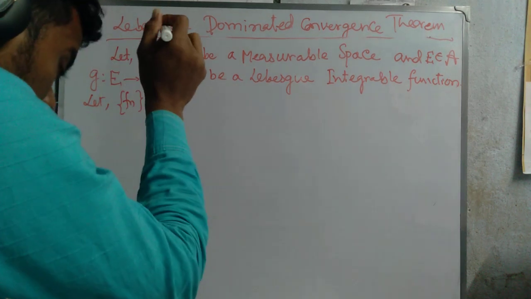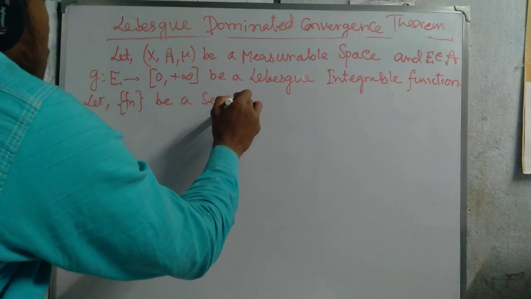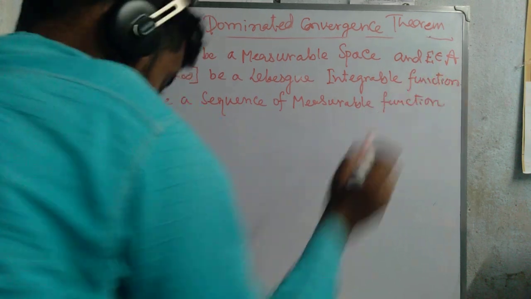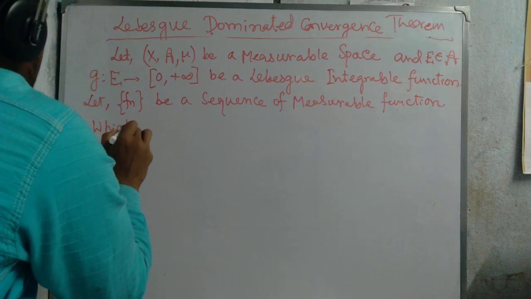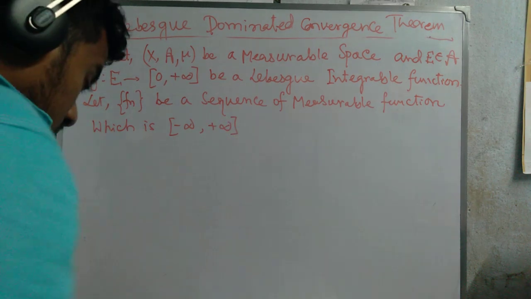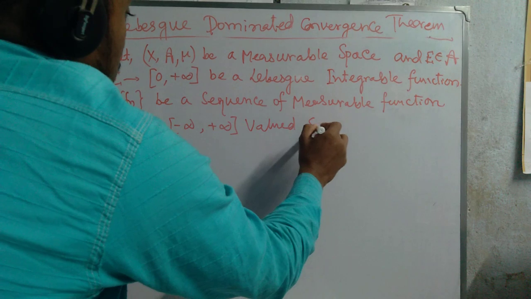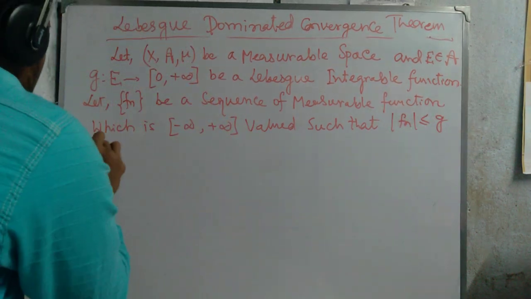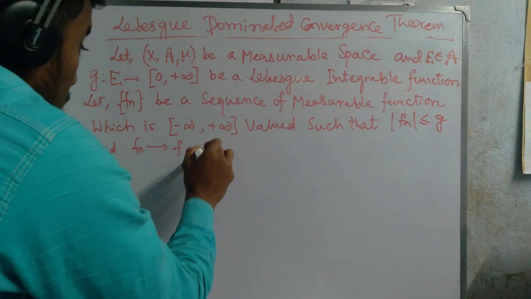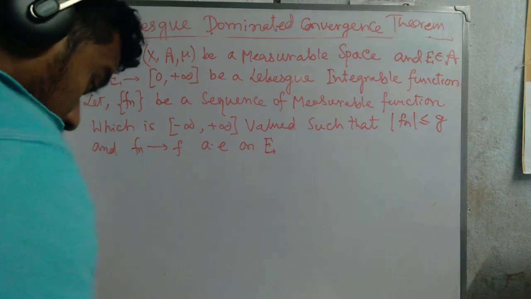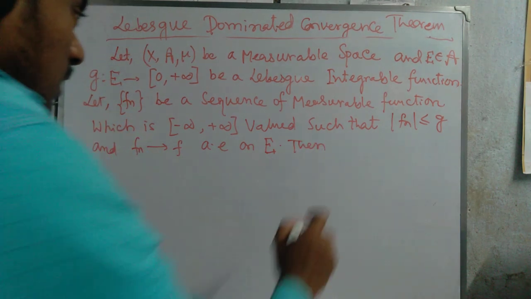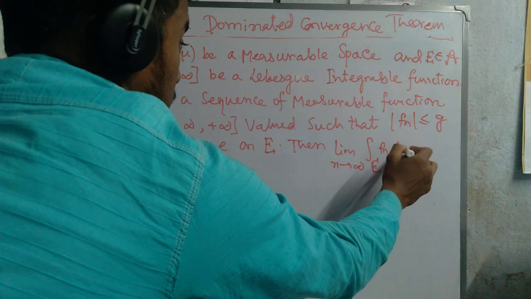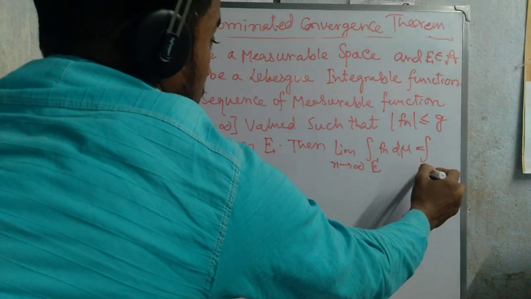And let f_n be a sequence of measurable functions, which is minus infinity to plus infinity valued, such that norm of f_n is less than or equal to g and f_n converges to f almost everywhere on E. Then what happened? Then the limit as n tends to infinity of integration of E f_n d mu equals integration of E f d mu.